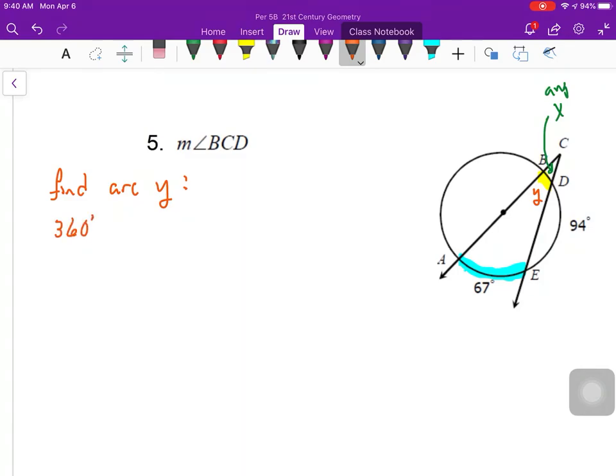Now, to find arc Y, the whole circle is 360. I'm going to subtract the semicircle, which is 180. I'm going to subtract the 67, and I'm going to subtract the 94. And I find out that the angle Y is 19 degrees.